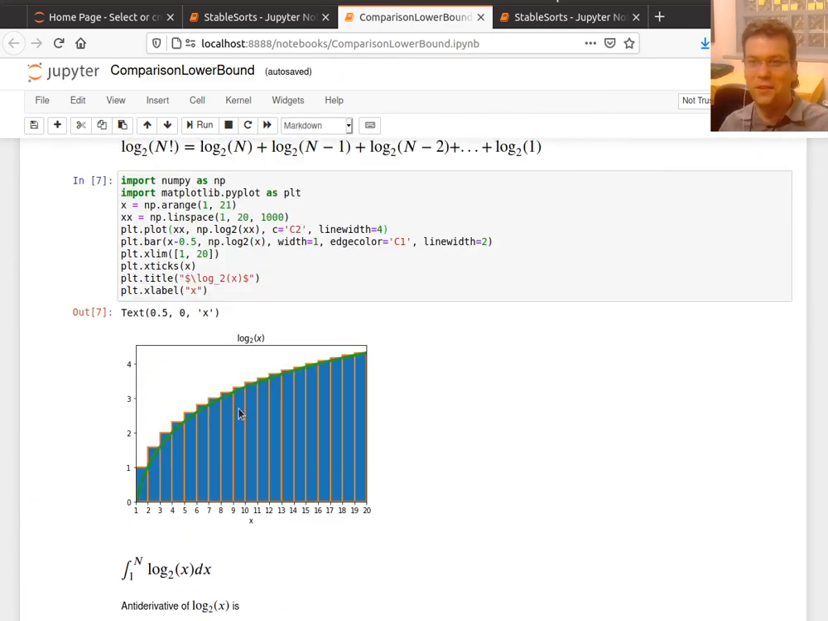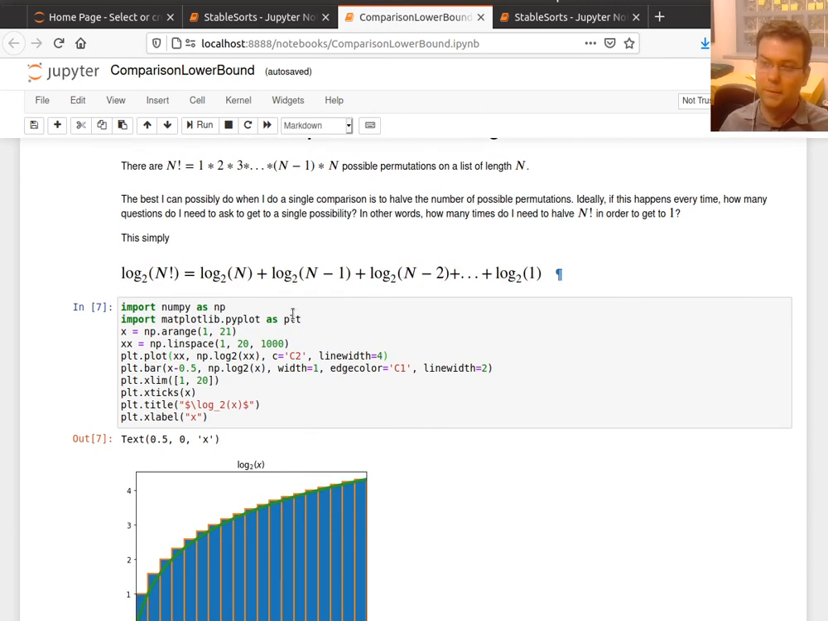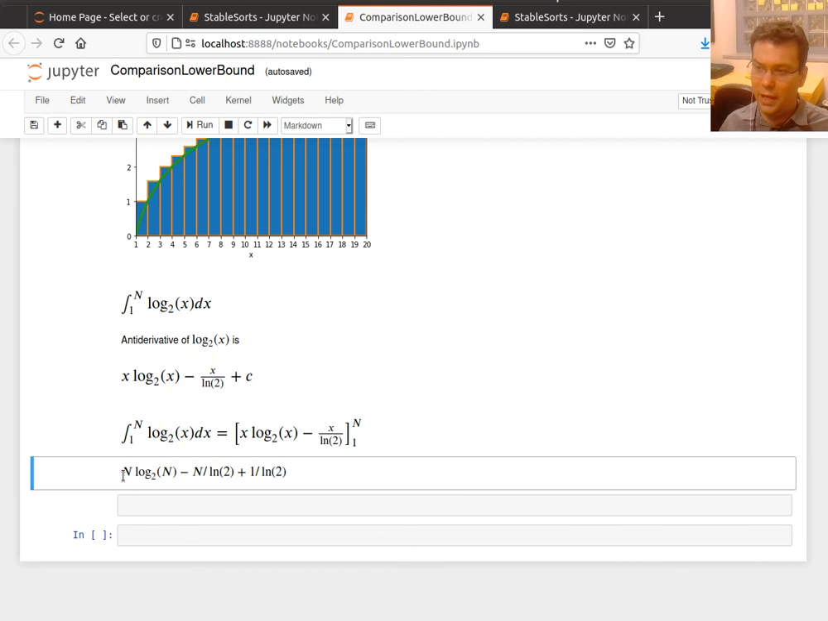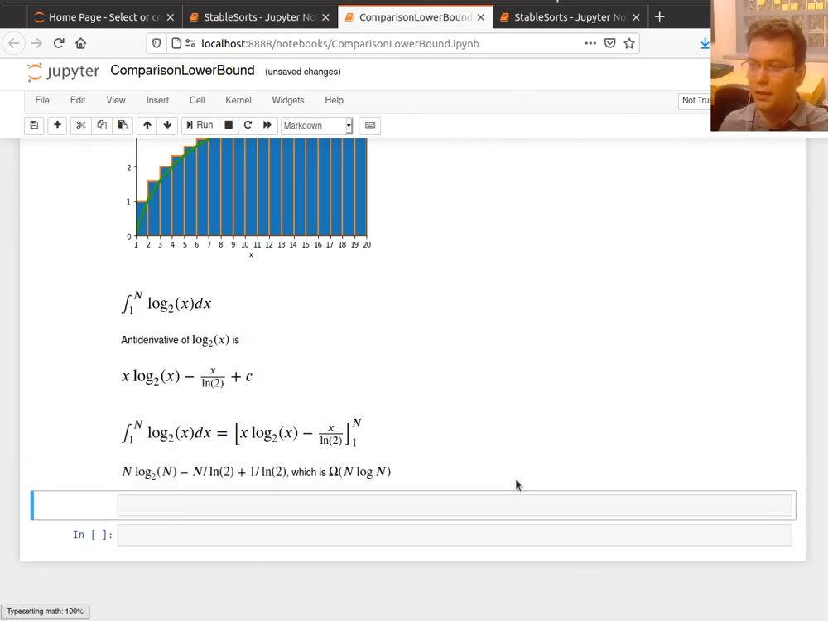for the lower bound, right? This is the best we can do. So that's a lower bound on comparison-based sorting. We came up with the lower bound for that, which is this. And what we can see is this is big omega of n log n. So here we are with our n log n algorithms. We can't do any better than that for a comparison-based sort.